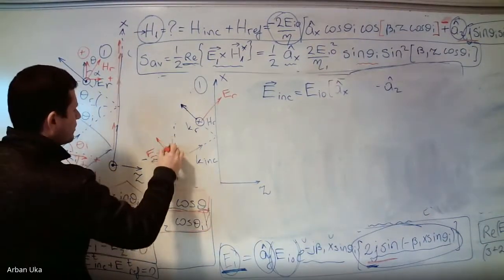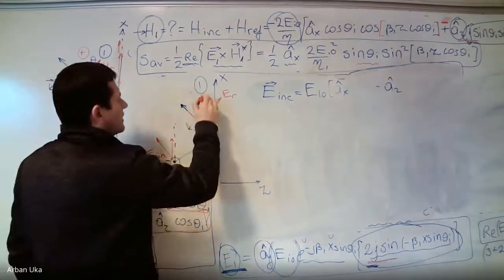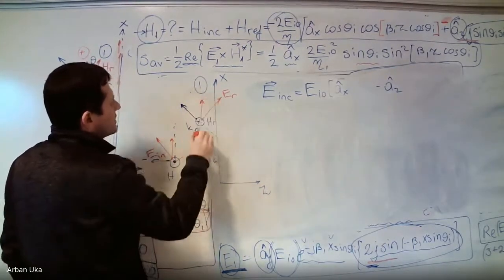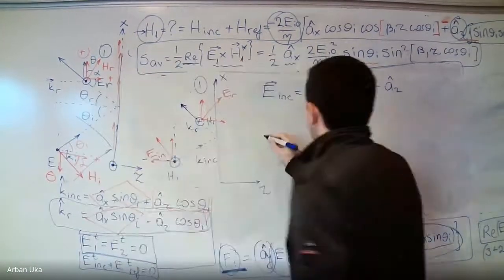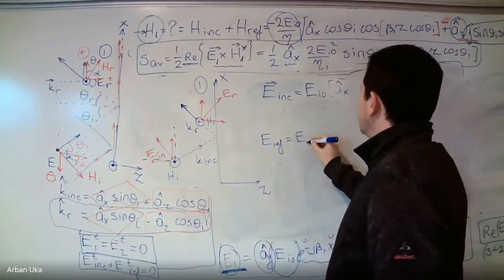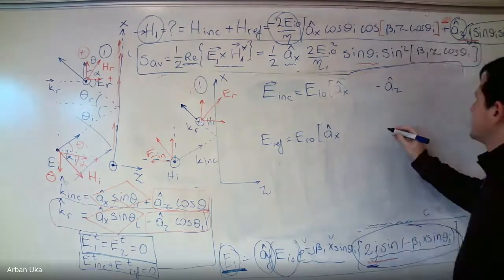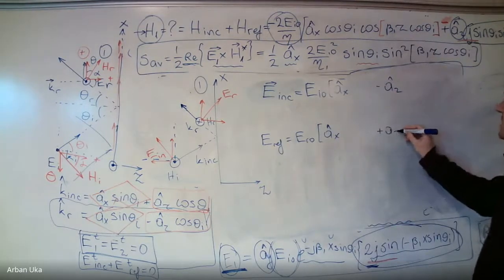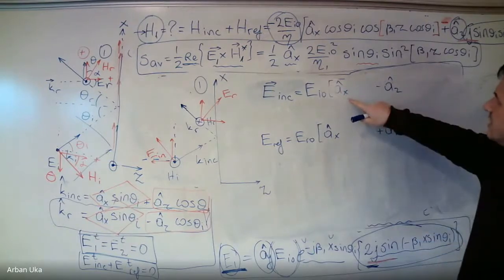Positive AX, and here the reflected wave is along the positive AX and the positive AZ. So if we write them like that, this is the reflected wave, this is going to be ER0 times AX times some terms plus AZ times some other terms. Let's see what these terms are.